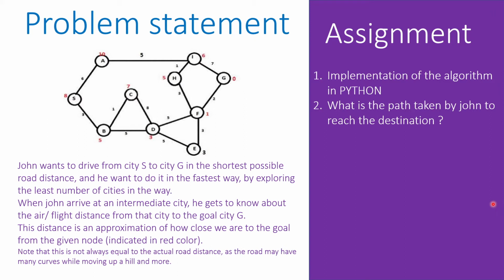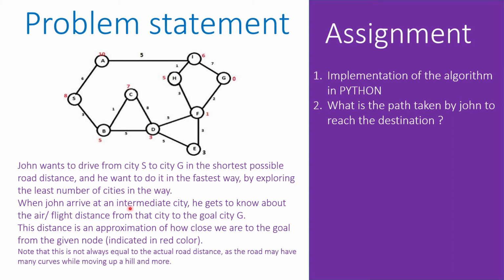Here is the problem statement. John wants to drive from the city S to city G in the shortest possible road distance, and he wants to do it in the fastest way by exploring the least number of cities on the way. Since we need to find the shortest possible way by exploring the least number of cities, we need to find the optimal path.